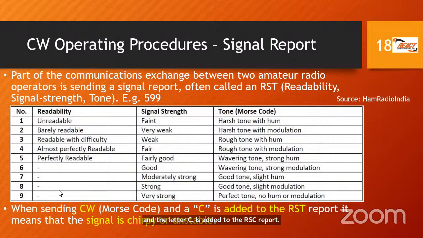It's a combination selecting one value from each of these columns based on what you perceive. Is it unreadable, barely readable, readable but with difficulty, almost perfectly readable, or perfectly readable? That's the readability. Signal strength, is it faint, or is it all the way up to very strong? The tone applies only to Morse code, right? If you have voice, you just give R and S. You don't give the T. But RST applies to CW or Morse code. And if you add the letter C afterwards, it means that the signal is chirpy or unstable. All right, so this is an exam question: what the letter C means when you add it to an RST report.